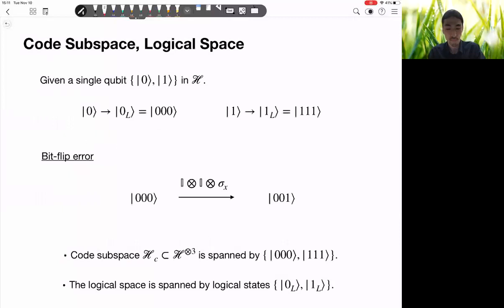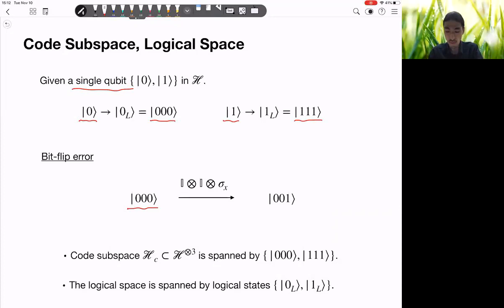Now, in order to correct these errors, we want to add redundancies to the system. The system we had initially was a single qubit. Now we want to add the redundancies, so we embed this single qubit into a three qubit system. You map the zero state to zero, zero, zero, and you embed the vector state one to one, one, one. How this correction works is that if the bit flip error acts on state zero, zero, zero, then the output state is going to be zero, zero, one.